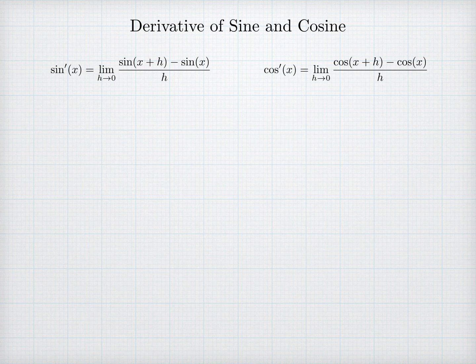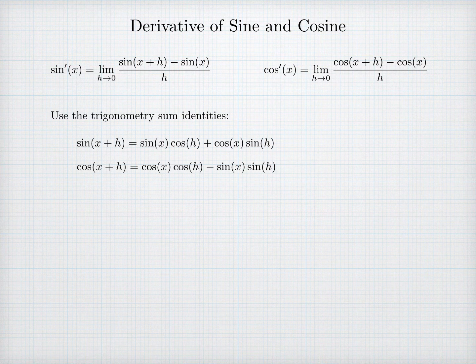In this video, we develop the derivative of the sine and cosine functions. We start from the definition of the derivative. For both the sine and the cosine, we use the standard definition of the derivative: the limit as h approaches 0 of the average rate of change, where we evaluate the function at x plus h minus the function at x, all divided by h.